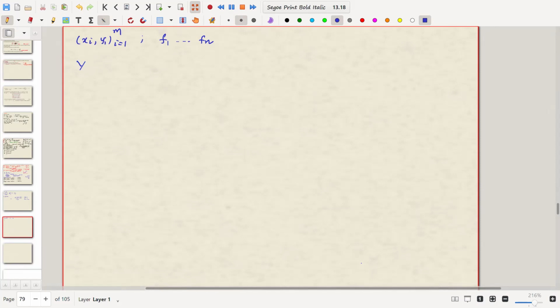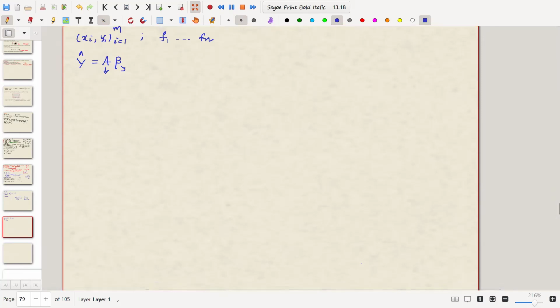So we can write it in terms of matrix. How can we write it in terms of matrix? Y cap equals A into beta, where A is the function of parameter values, and beta is what we want to find. Our aim is to find beta, because A we know, y cap we will have. So how to find beta?